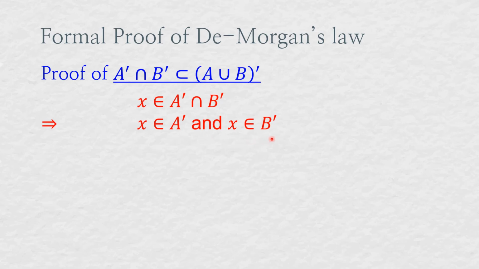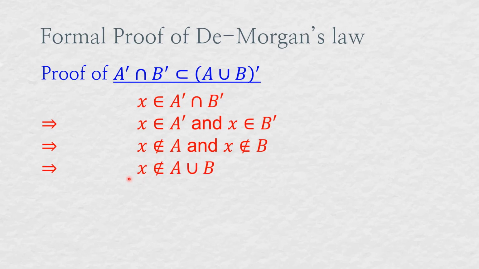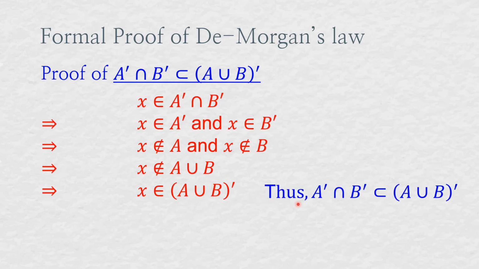Since this element is present in A complement, it is not present in A, and since this element is present in B complement, it is not present in set B. This implies that this element is not present in the union of sets A and B. Since this element is not present in the union of sets A and B, it is present in the complement of the union of sets A and B. Thus, we have shown that the intersection of the complement of set A and the complement of set B is a subset of the complement of A union B.